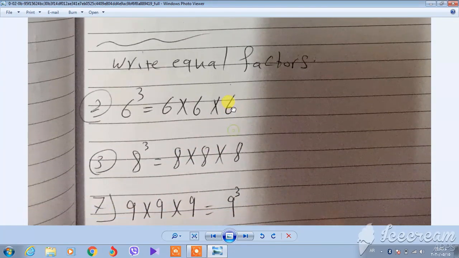And in practice, we write the equal factors, because the 3rd power of 6 equals 6 times 6 times 6, repeated 3 times. And the 3rd power of 8 means 8 times 8 times 8, repeated 3 times. And for the factors, I say write down the exponent form: 9 times 9 times 9, repeated 3 times. We have the 3rd power of 9 because it is repeated 3 times.